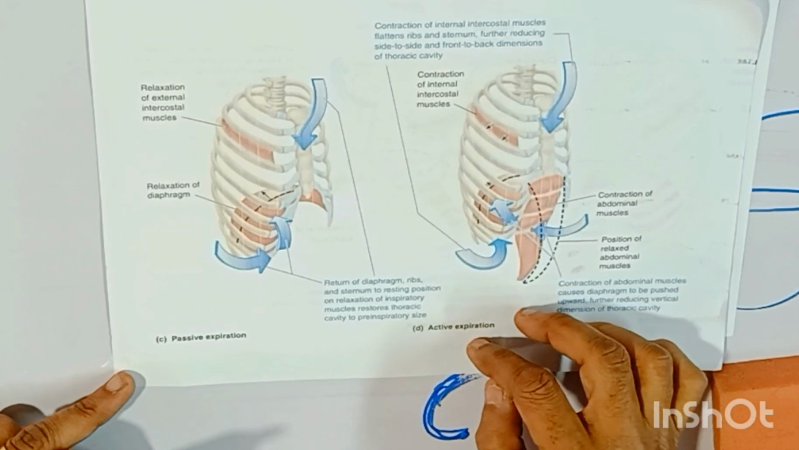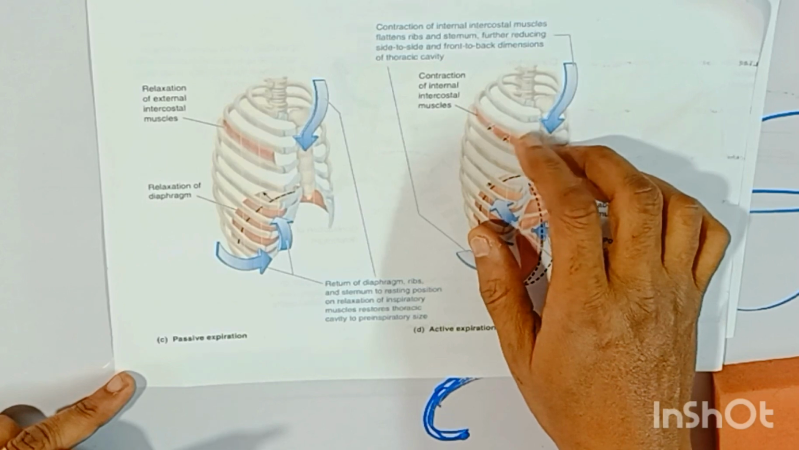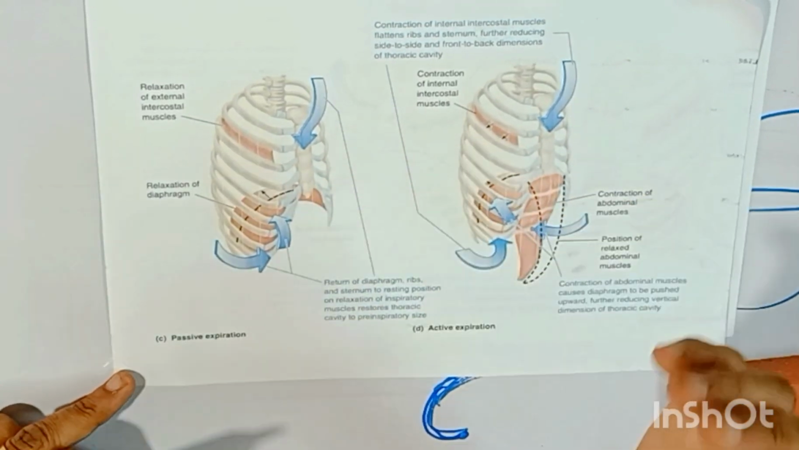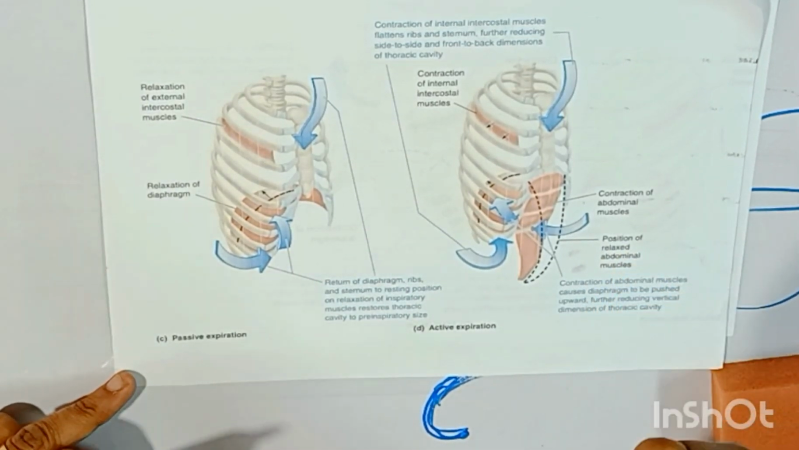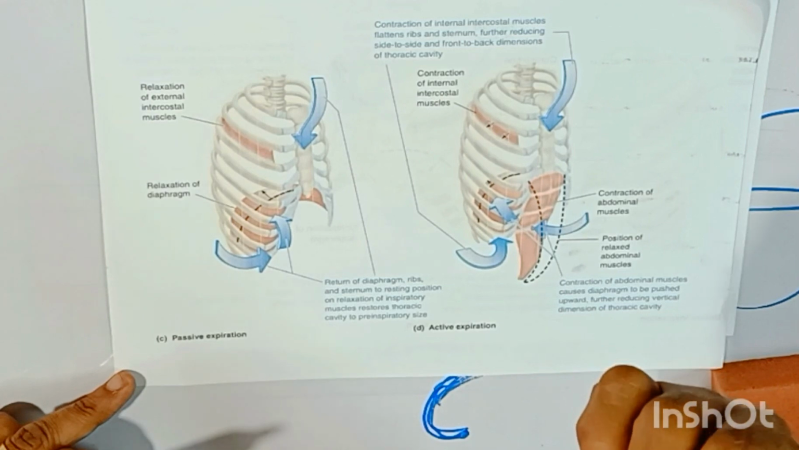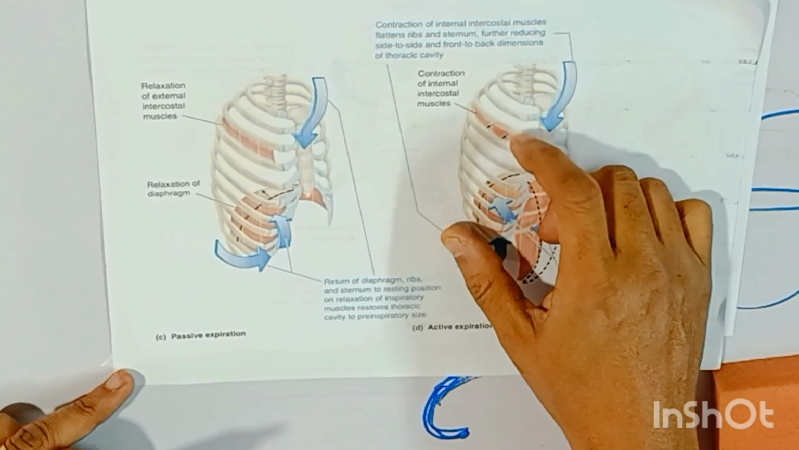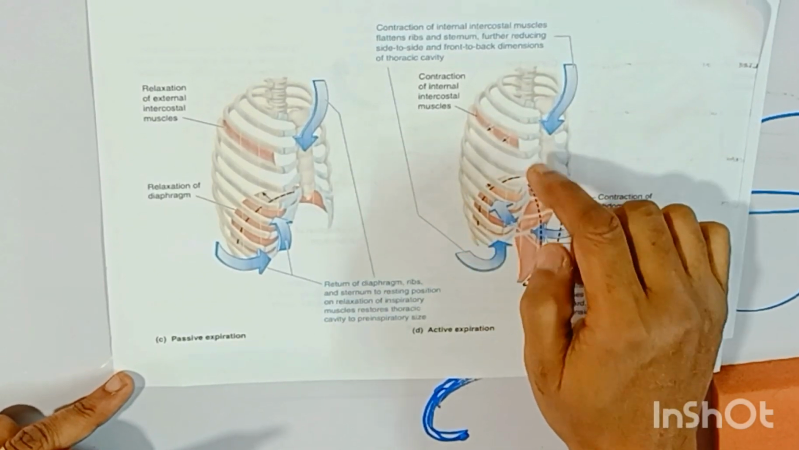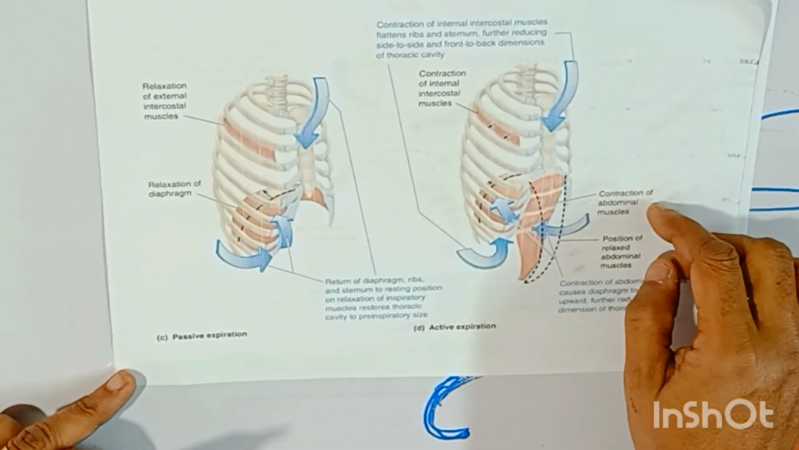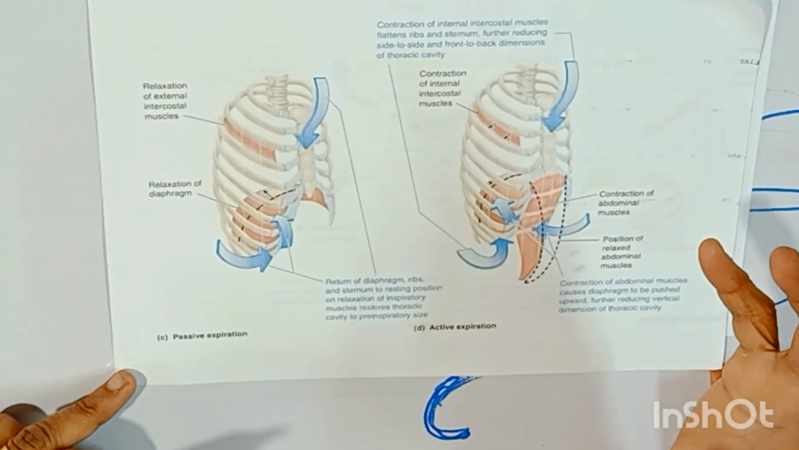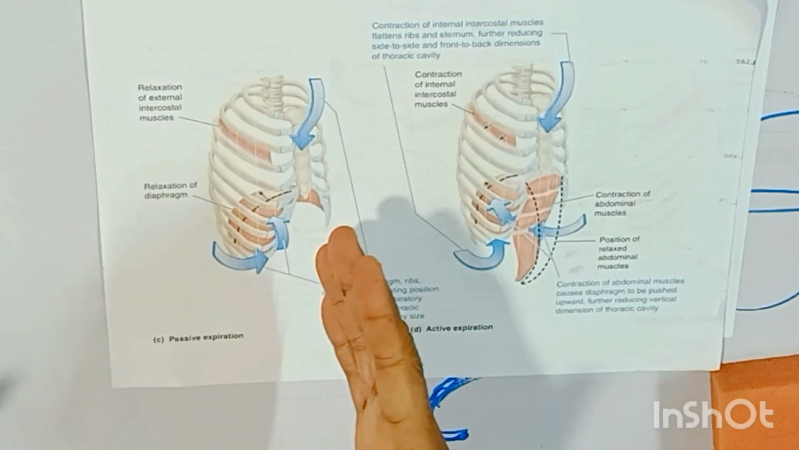While in active respiration, you find that the internal intercostal muscles come into play and they contract forcefully to lower the ribs, to change the position of the ribs very fast. These internal intercostal muscles get involved in active respiration. And the abdominal muscles also contract forcefully and force the belly to go inside.